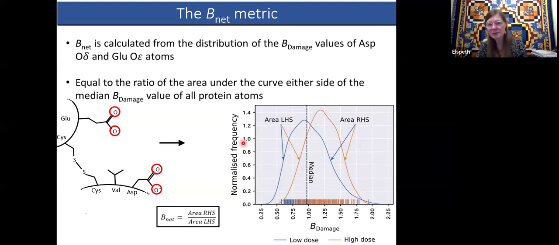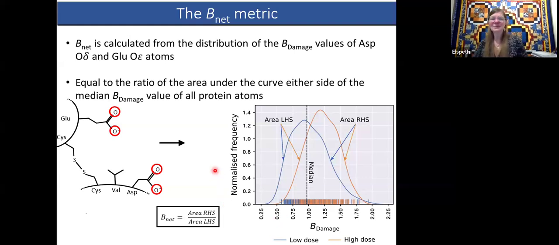What we did was take the median of all of the B damage values in the whole structure, and then we plotted the B damage values for the oxygens of the aspartates and glutamates. And we looked at ones that were damaged and ones that were not damaged.